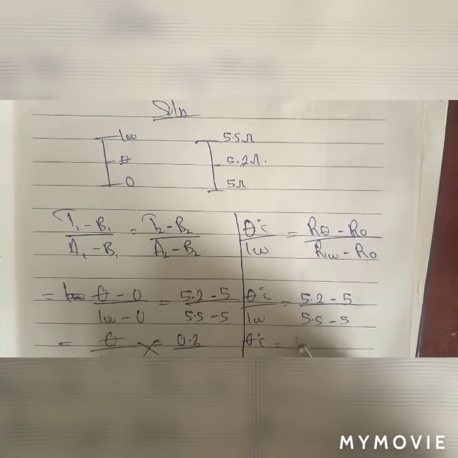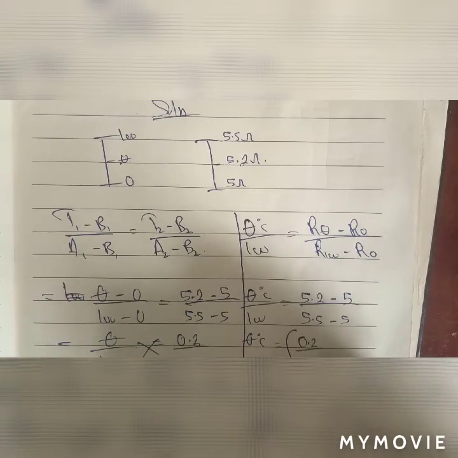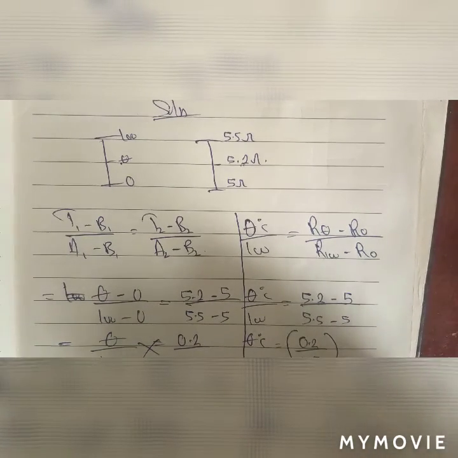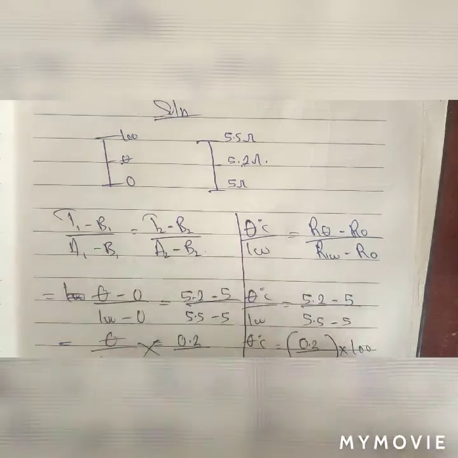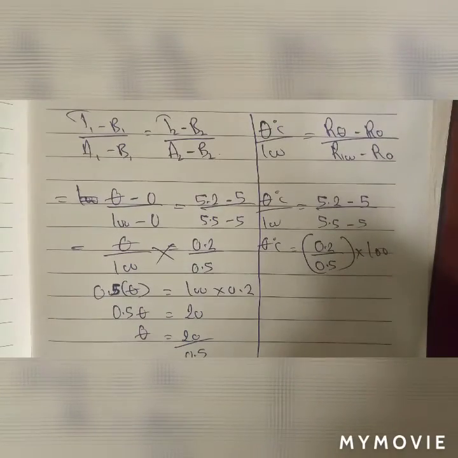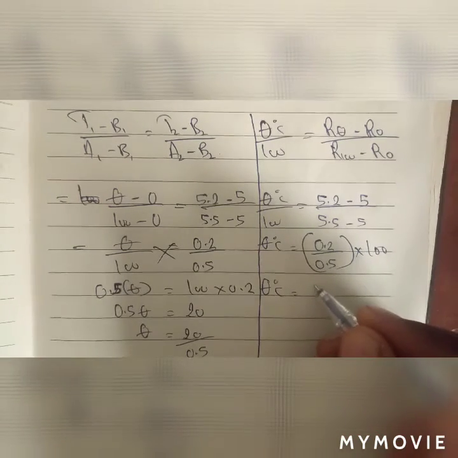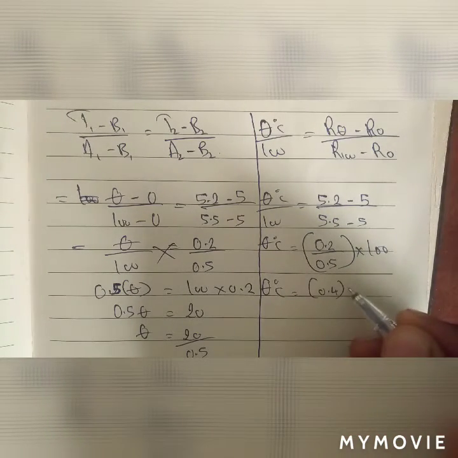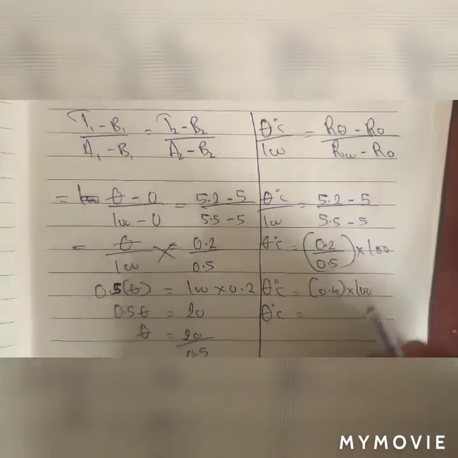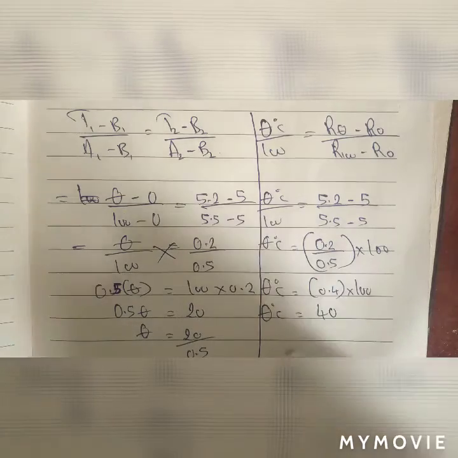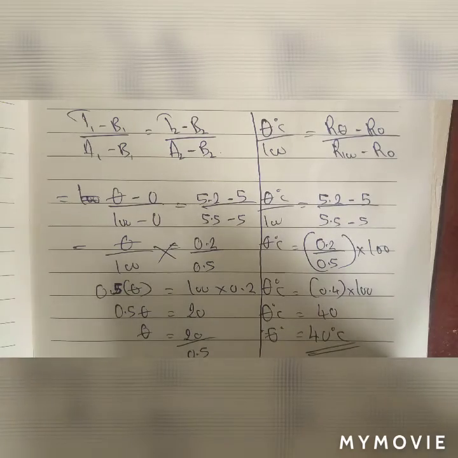So let's subtract: this gives 0.2 over 0.5, times 100. This will now be 0.4 times 100. Therefore the theta you're looking for will now be 40. Therefore 40 degrees centigrade.